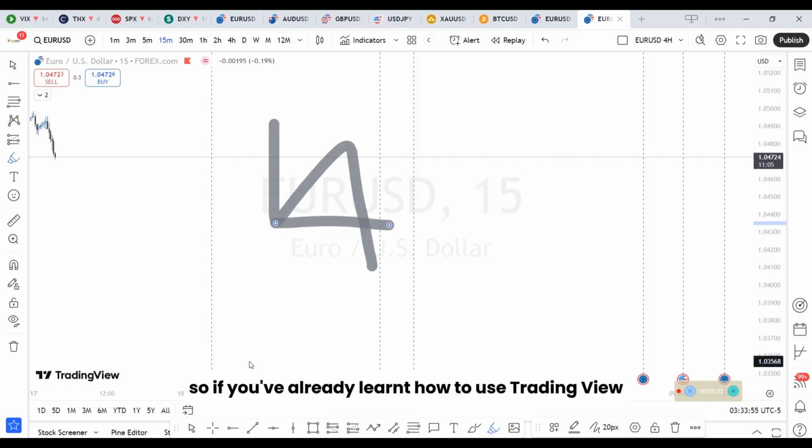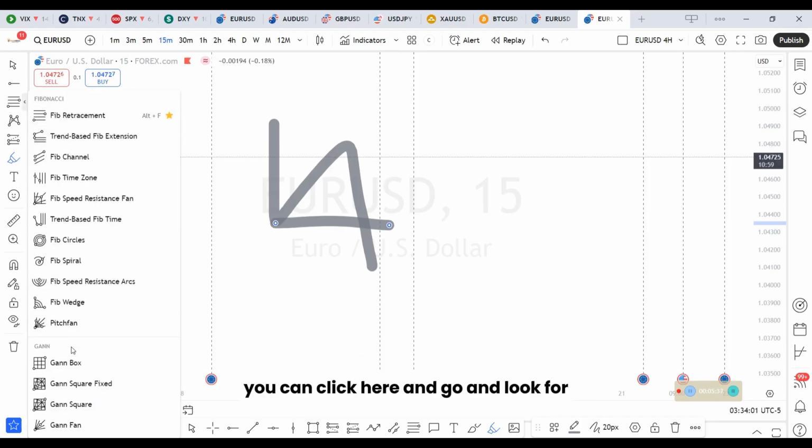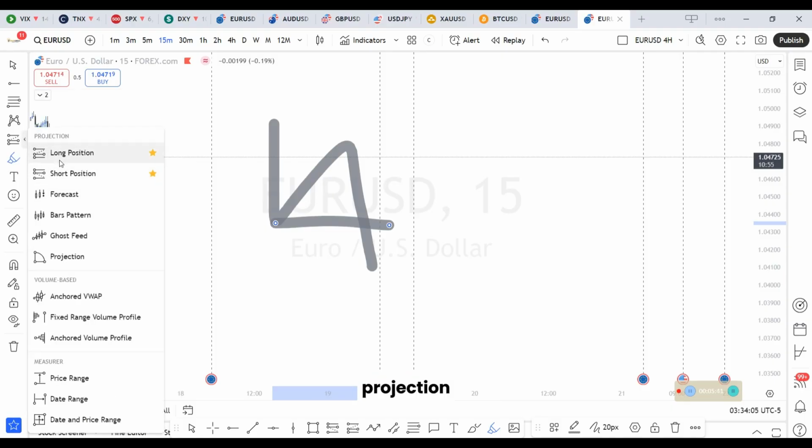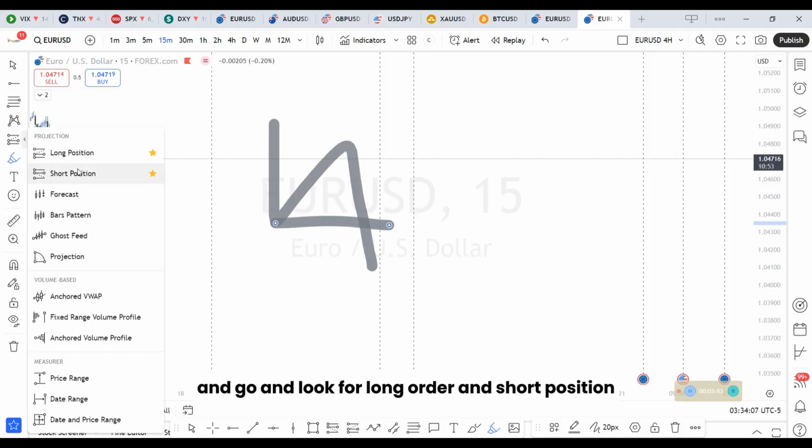So if you've already learned how to use TradingView, you should understand how to get this tool, but I can still show you. You can click here, go to Projection, and look for Long Position and Short Position and mark them as favorite.